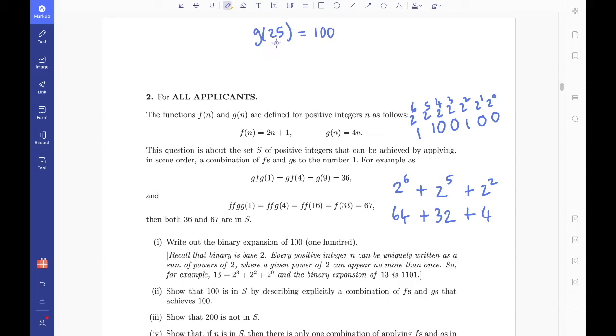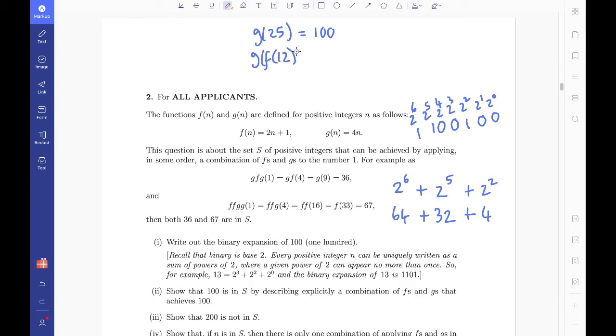And then we've got the number 25. So 25 is now an odd number. So you could only have got to 25 by using f. So 25 is equal to 2n plus 1. Then n is 12. If you take away 1, it's 24. 24 divided by 2 is 12. So we could say that this is g of f of 12.